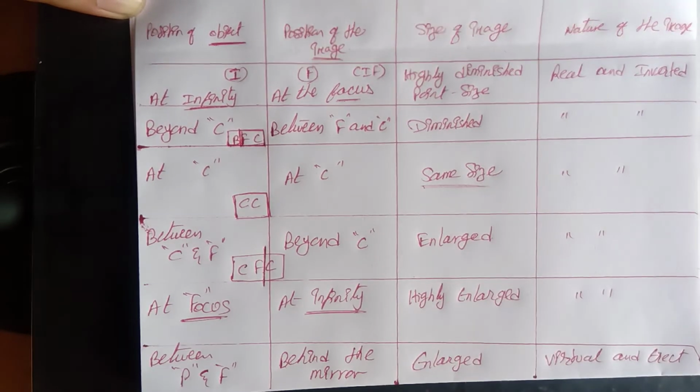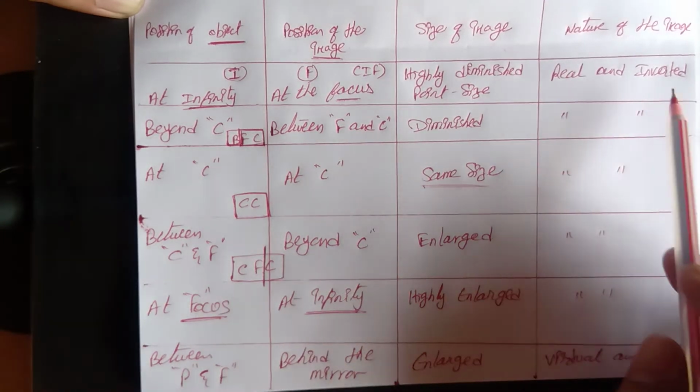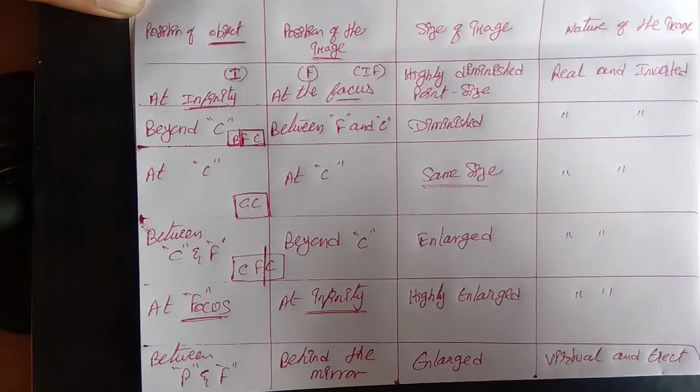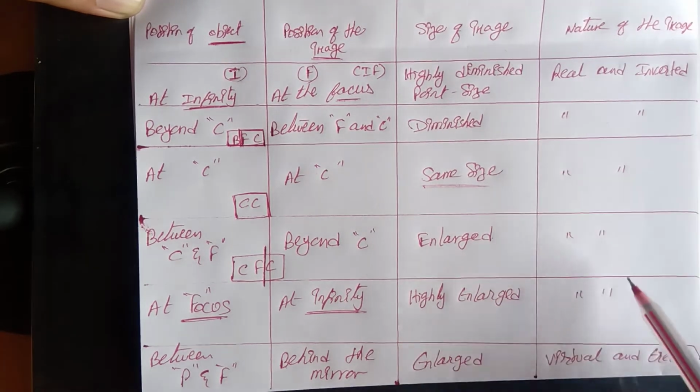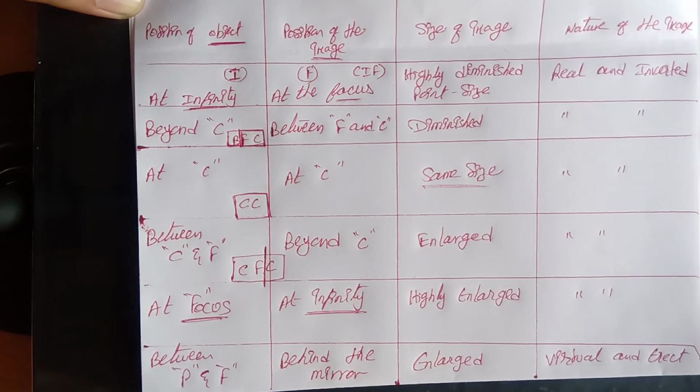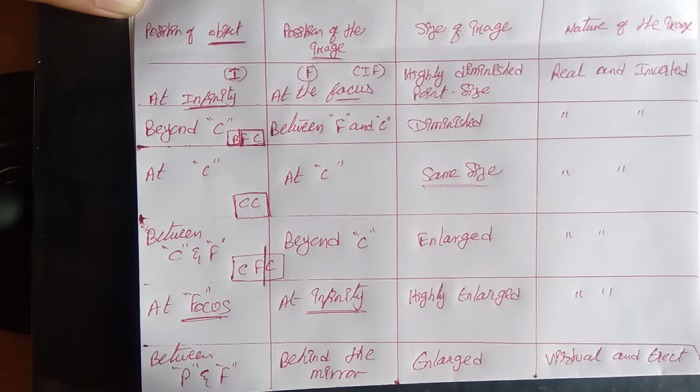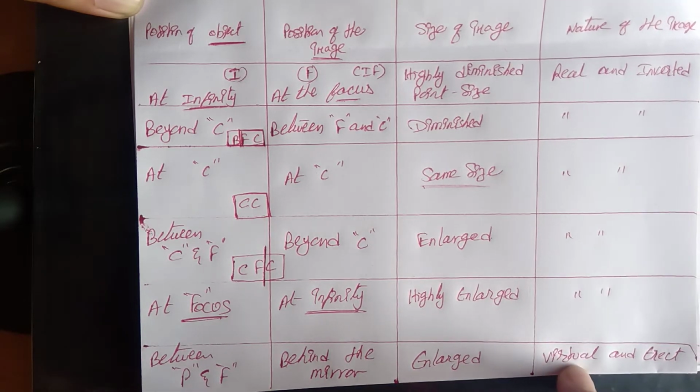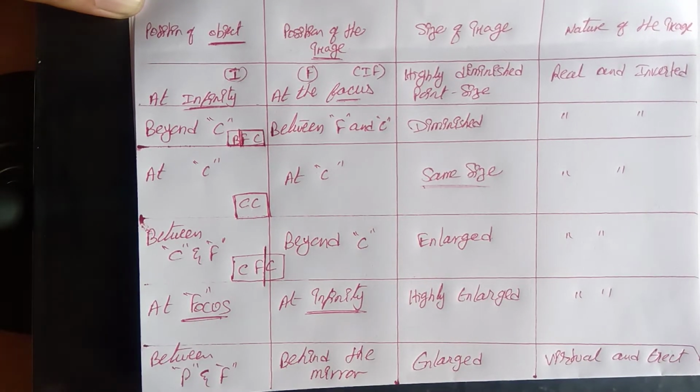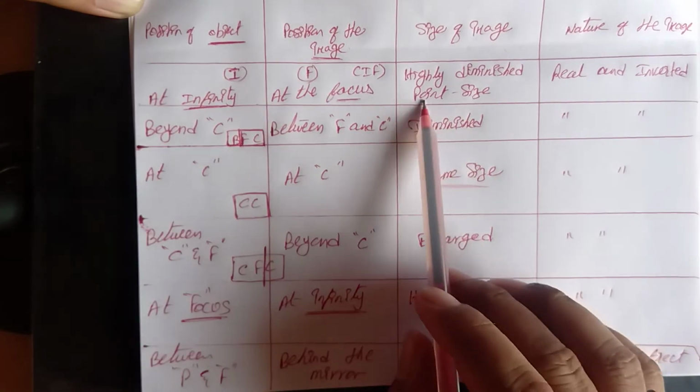If you see my table, out of these 6 rows, the first 5 are the same. The nature of image is real and inverted for all except the last one, that is when my object is between P and F. I am not going to say the nature of image again, remember it, except the last one. So the first shortcut is: if my object is at infinity, my image would be at focus and would be point size.